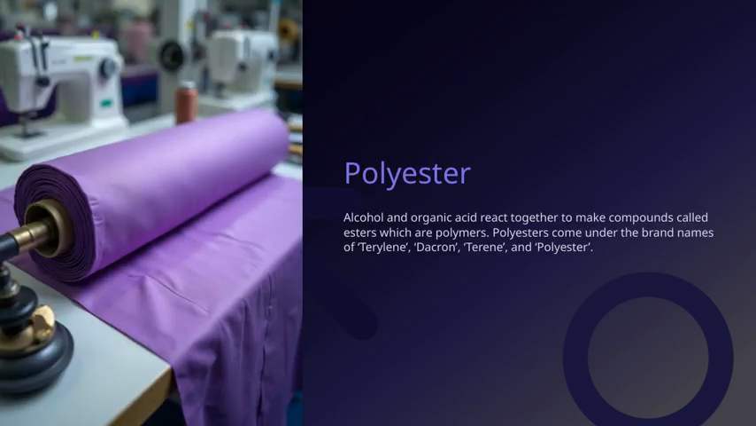Let's talk about polyester. When alcohol reacts with an organic acid, they form compounds called esters, which are actually polymers. These polymers are what we refer to as polyesters. You'll find that polyesters are quite popular and are sold under well-known brand names like Terylene, Dacron, Terene, and simply polyester. These materials are widely used because of their durability and versatility. Understanding how polyesters are made helps us appreciate why they are such a common choice in textiles and manufacturing today.